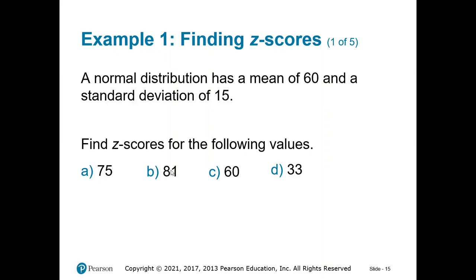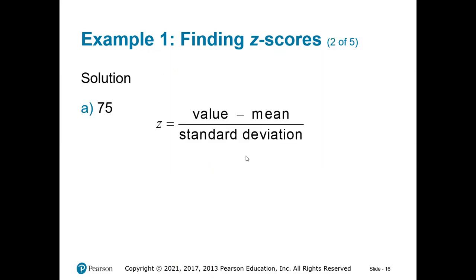The z-score of 81 is what? It is 81 minus 60 divided by 15. What is the z-score of 60? It is 60 minus 60 over 15, which is 0. 33 minus 60 over 15, that's the z-score of 33. So the z-score can be positive, can be negative, can be 0.